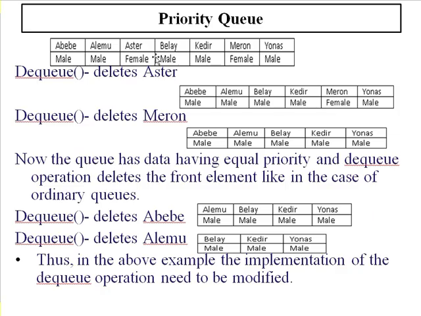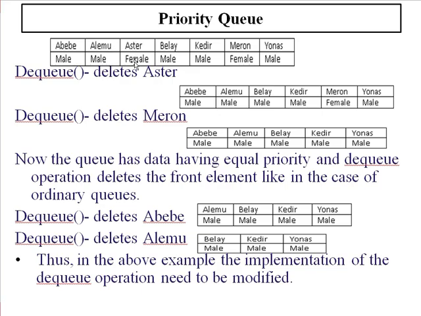So when the dequeue operation is applied, as females have the highest priority, this one above is at the front, and Jonas is at the rear side. From the front side, when the dequeue operation is applied, it first checks whether Abebe has the highest priority. It is male, no. Alemu, male, no.